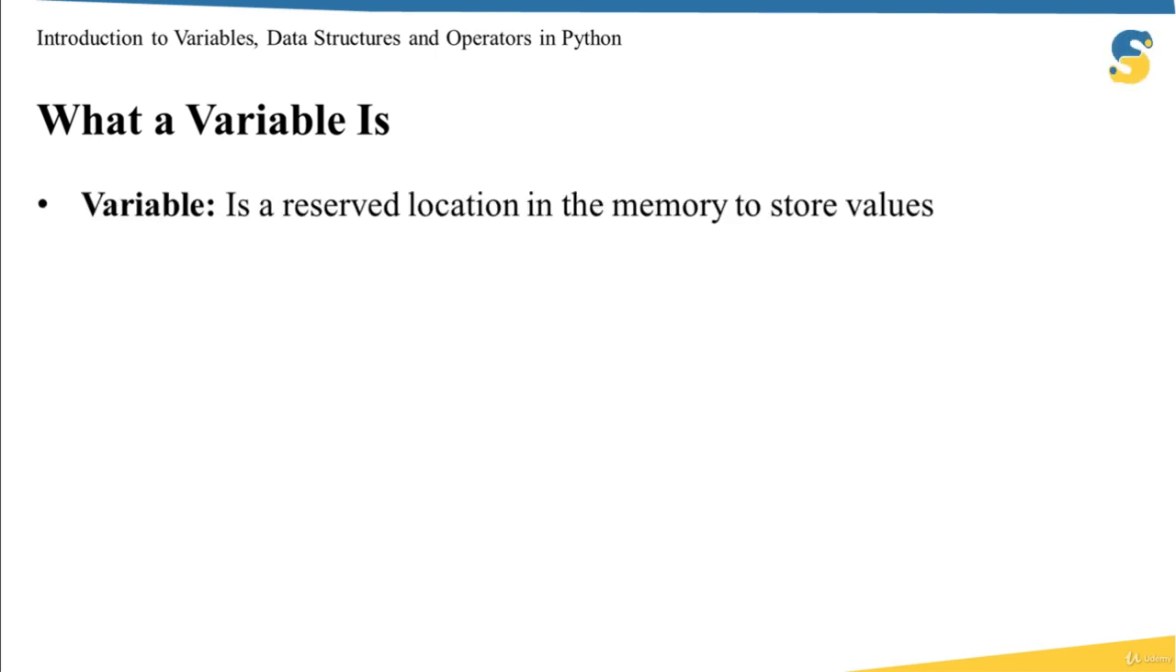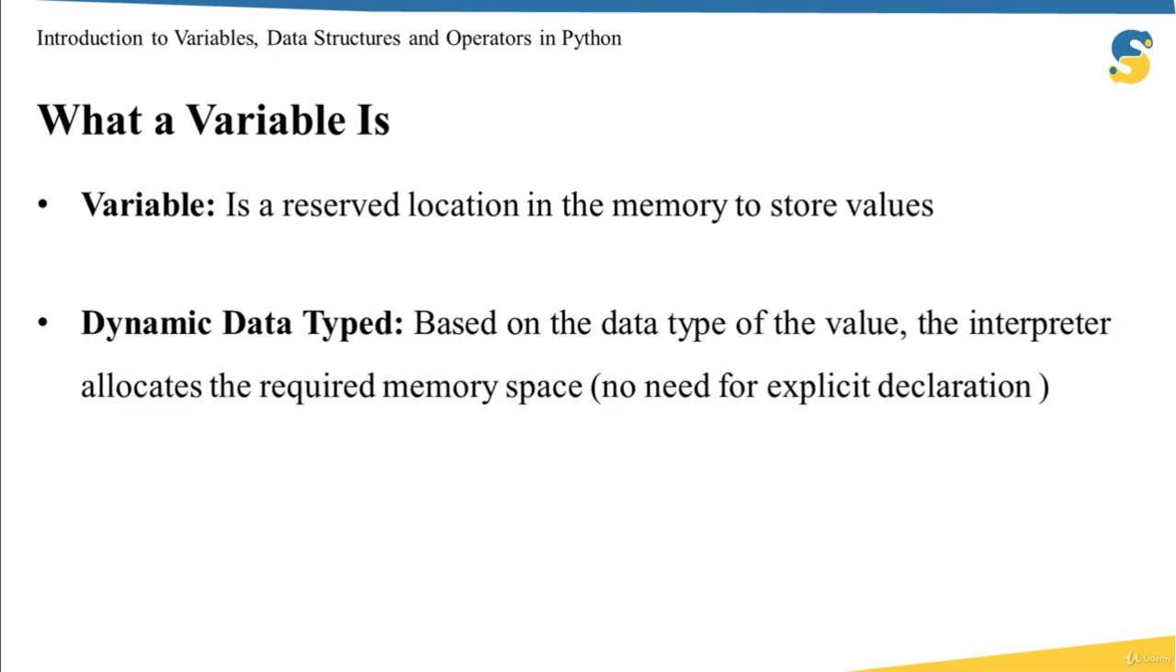What's a variable? Variable is a reserved location in the memory to store values, and the value could be of any type, like an integer, a float, a string, or any other supported data structures in Python. The good news is that Python is dynamic data typed, which means based on the data type of the value, the interpreter allocates the required memory space, and there is no need for explicit declaration of the variable data type.